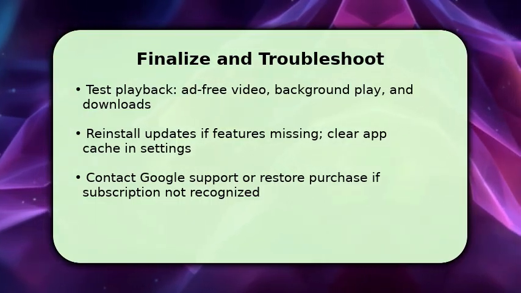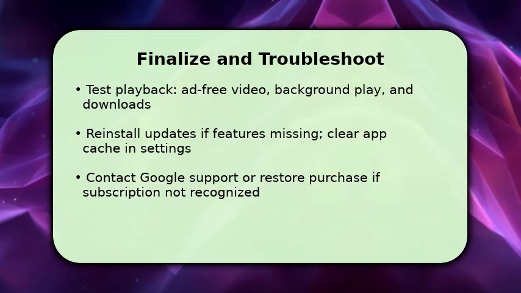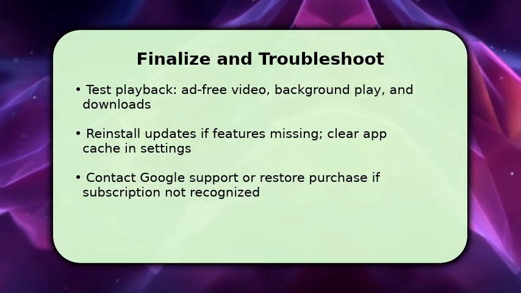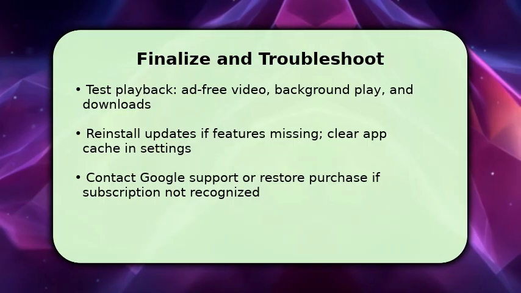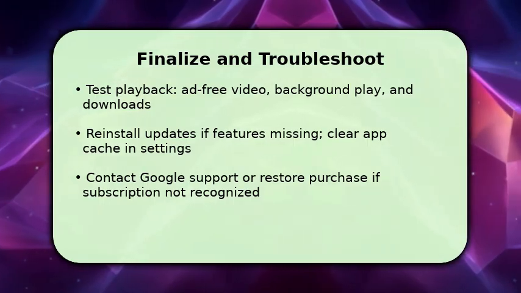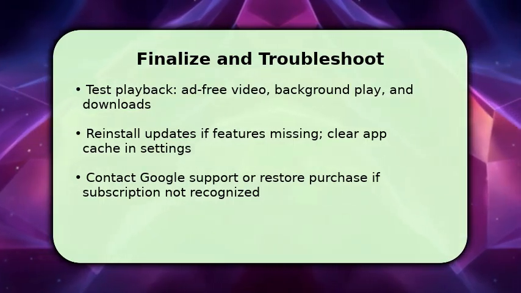If problems persist, open Google Support from the app and choose Restore Purchases or Contact Support. This usually forces a back-end revalidation and returns your premium benefits to the new phone.